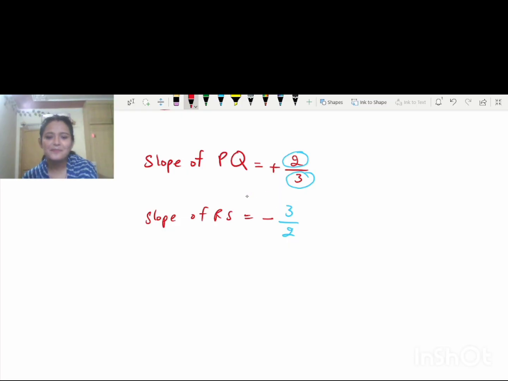Okay students, here we are given the slopes, by the way. Slope of line PQ is 2/3. Clear? And the slope of line RS is also given, which is the negative reciprocal of the PQ slope, like negative 3/2. When the slopes of two lines are negative inverses of each other, these lines are said to be perpendicular. I hope you got it.